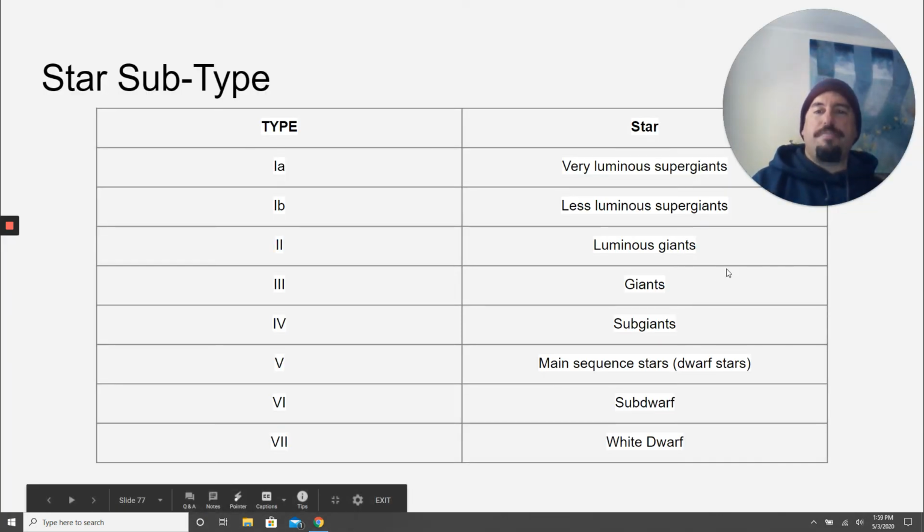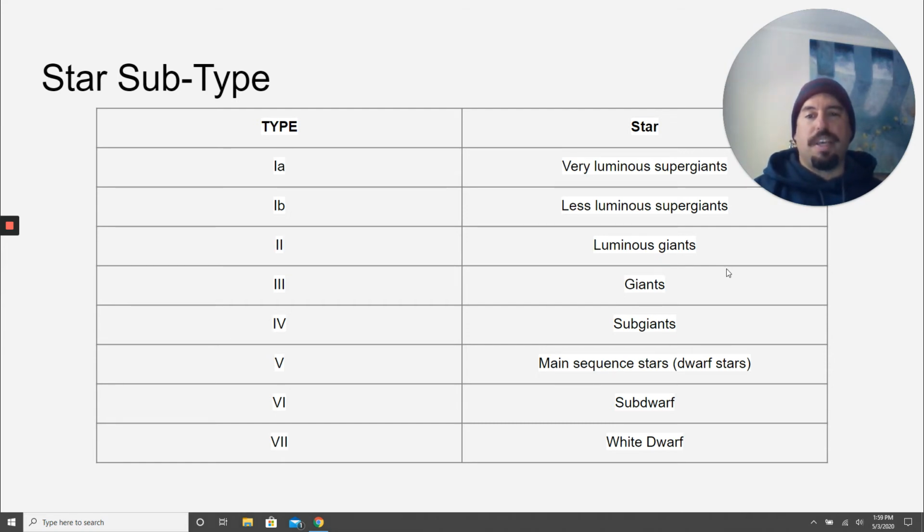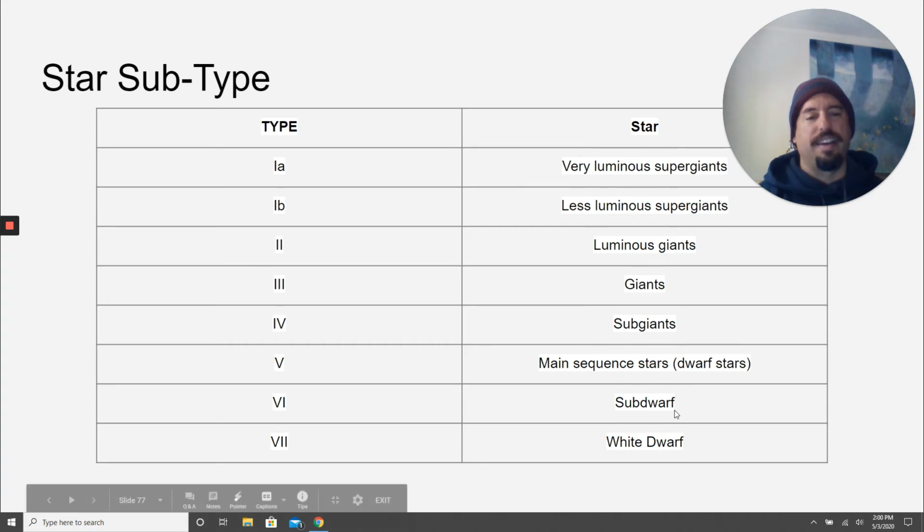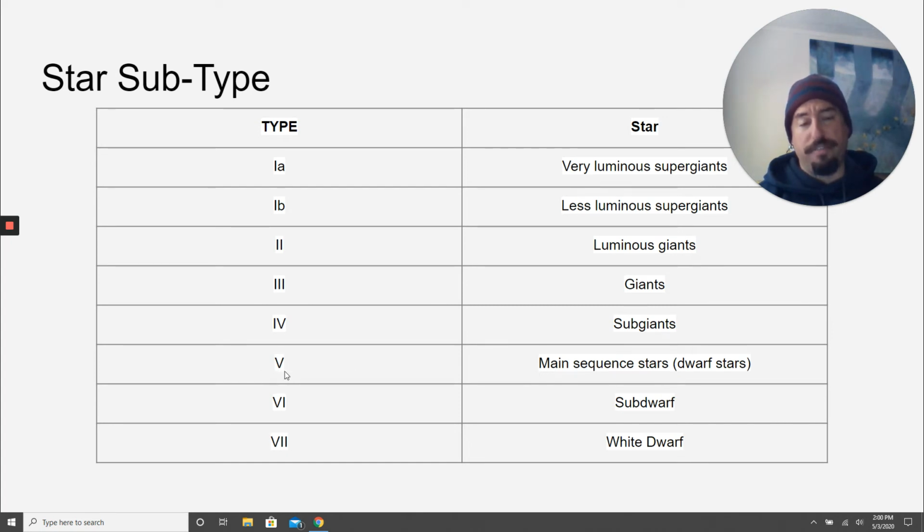So in addition to the type, there's also a subtype. A subtype tells us not just the temperature and the size of the star. It gives us, is it a supergiant? Is it a giant? Is it a subgiant? It gives us kind of the size. Our sun is a main sequence star, so our sun would be a G5.